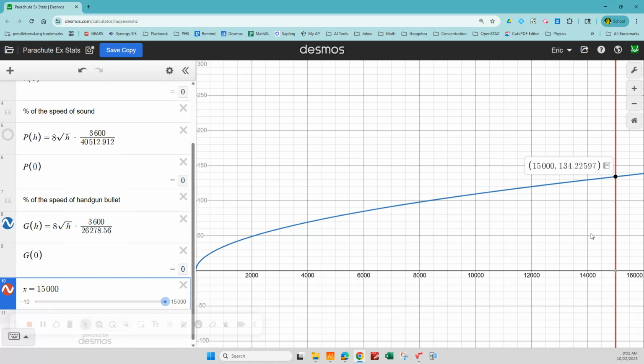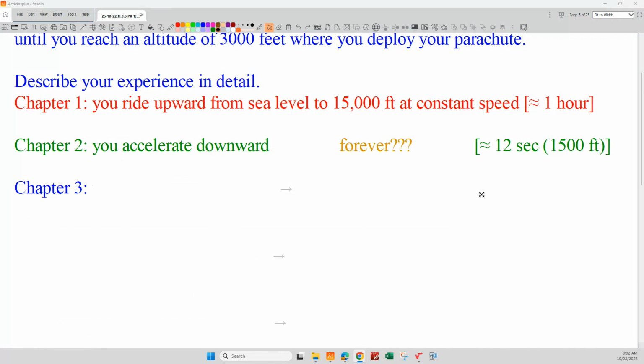So fortunately, that's not what happens. Fortunately, air resistance slows you down quite a bit. So, yeah, you would not accelerate forever. We only accelerate for about 12 seconds. That's it. Only for about 12 seconds. And then you hit terminal velocity.